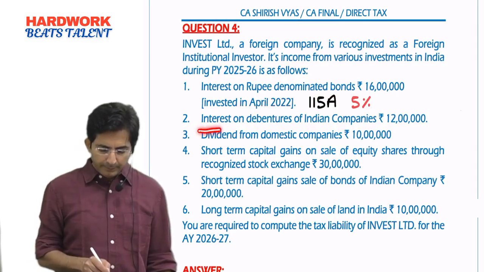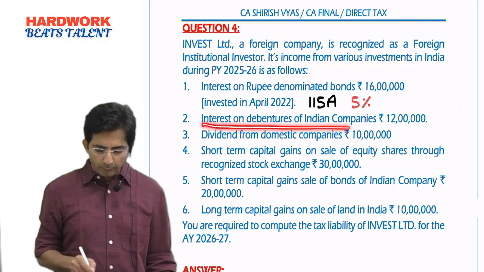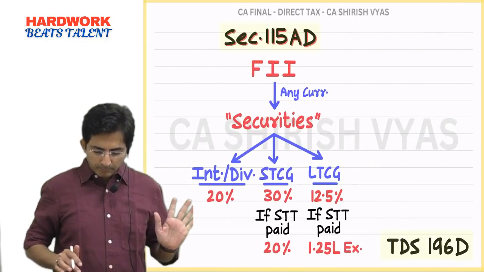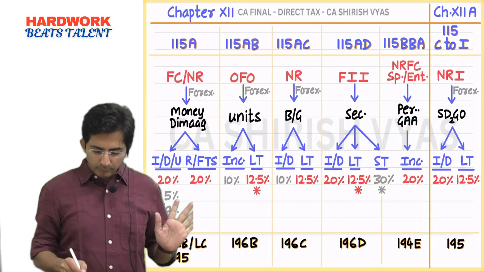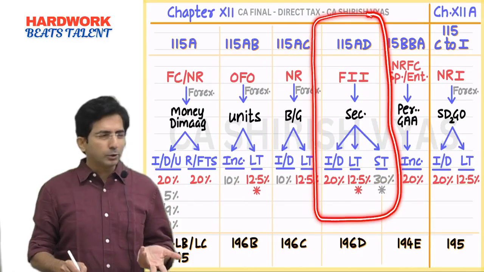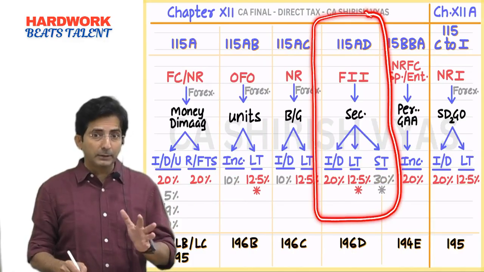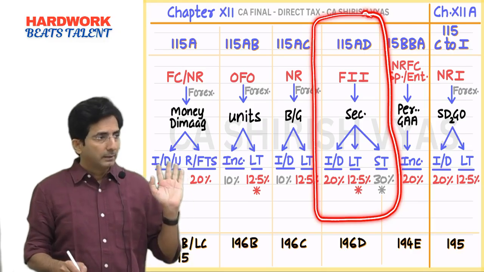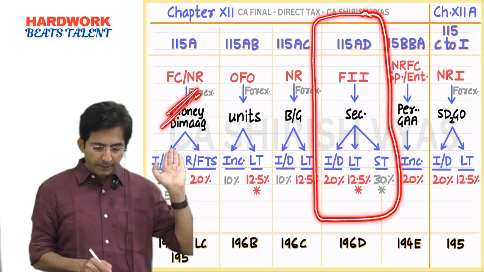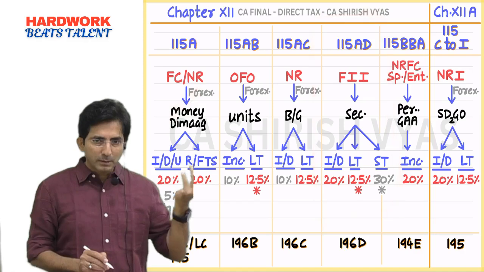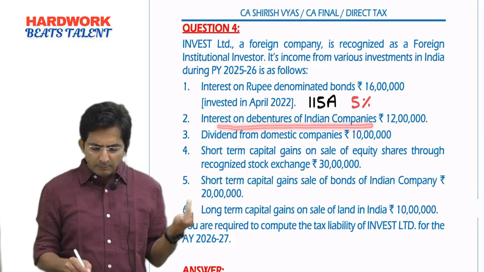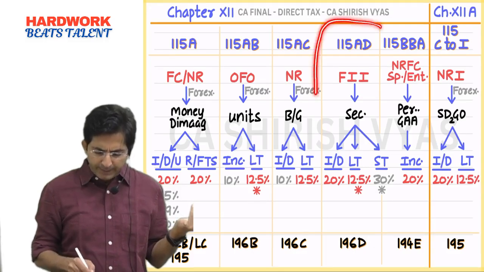Then interest on debentures of an Indian company. Now this I will figure out in 115AD only, because interest on debentures doesn't have anything attractive in parallel sections. My eyes are on the other section like 115A. There is nothing attractive for this point, which is interest on debentures. So I will just apply the regular rule of 115AD.